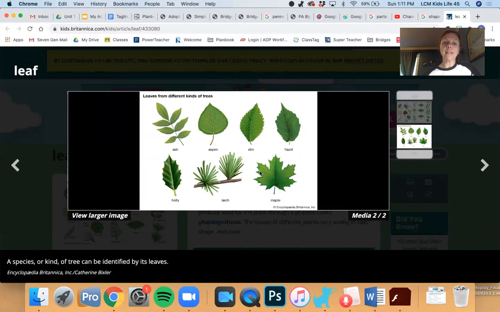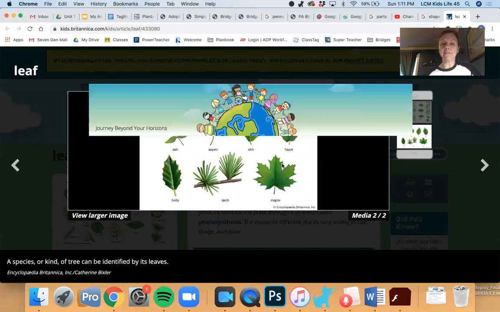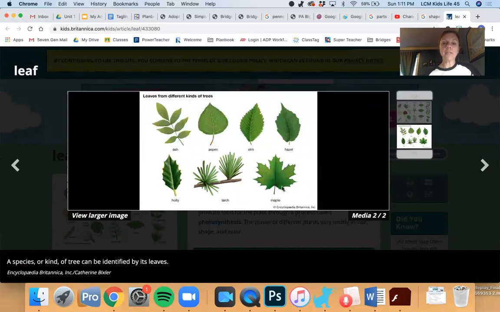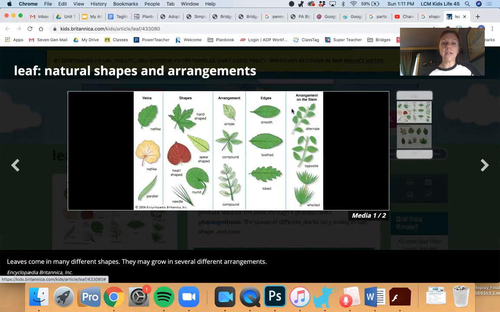But now if we look at this maple leaf over here, would that be toothed or lobed? Think about that for a second. That would definitely be a lobed leaf. So that leaf is lobed. Now, if we go back over here and we look at our shapes, we have hand-shaped, spear-shaped, heart-shaped.